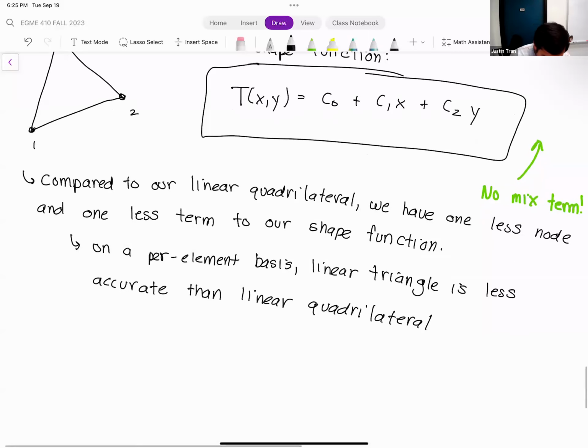But of course, triangles have a very unique advantage. And this advantage basically makes it so that in some cases, you're forced to use triangles, and that is that triangular elements can mesh any geometry.